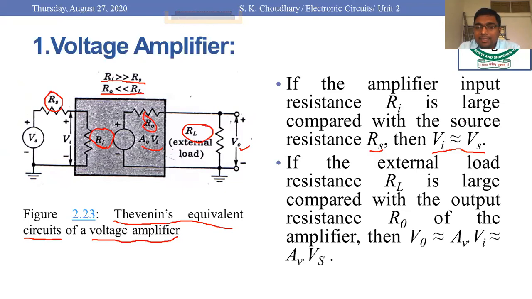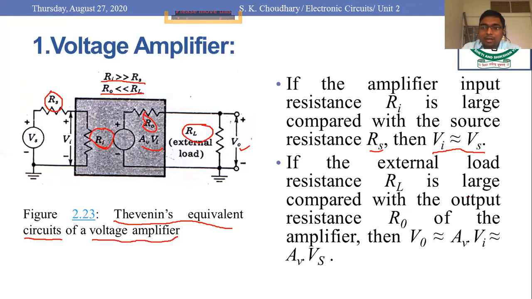If Rs is very small, so attenuation is very low. Suppose you are generating 100 millivolt, it would appear as nearly 100 millivolt across Ri. So we get an attenuation-free input, and it would be useful for increasing the voltage gain. Okay, so this is the benefit.